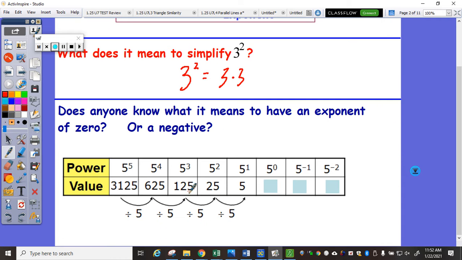If I look at a number line, 5 to the first is 5, 5 to the second is 25, 5 to the third is 125. What's 5 to the 0? Anybody know? 1. Because if we're multiplying by 5 each time this way, we're dividing each time this way, and 5 divided by 5 is 1. What's 5 to the negative 1? Well, we're taking this number and dividing it by 5, so this is going to be 1 over 5.